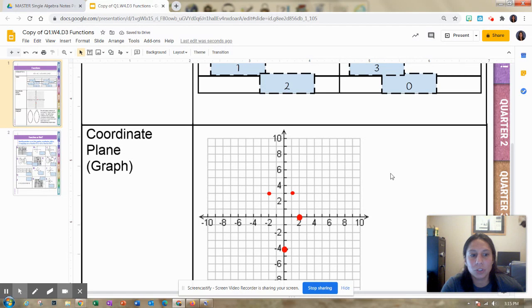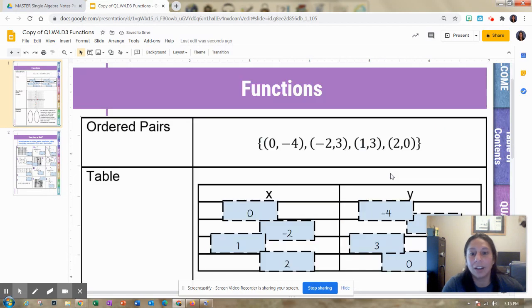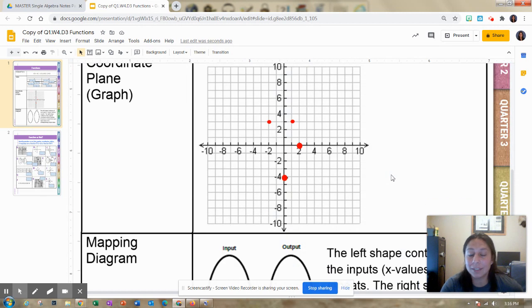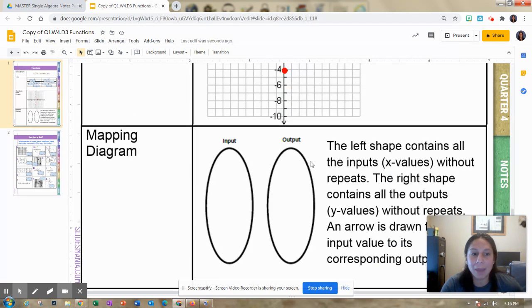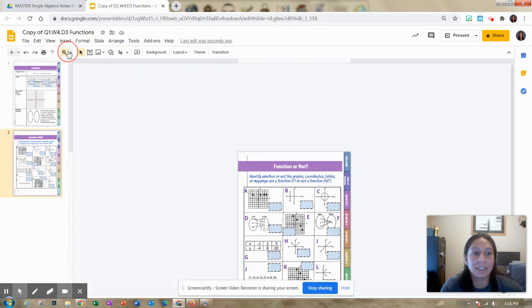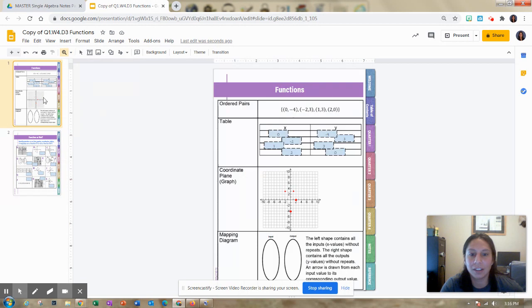Okay, so from a set of ordered pairs, you should be able to make a table. You should be able to graph those points. And then lastly, we have what's called mapping. Mapping is just a bubble diagram of what we had there. Let me make sure that we fit this so you can actually see it.